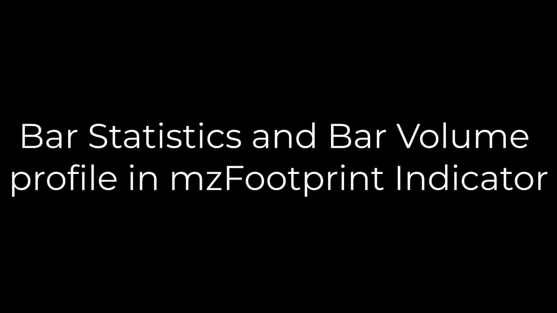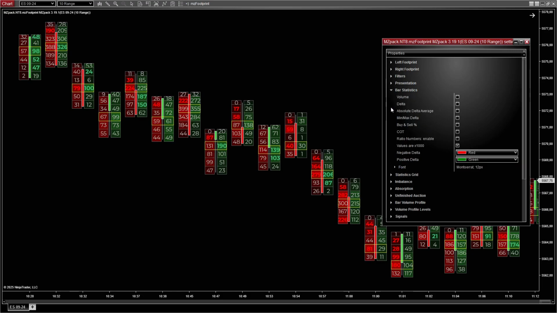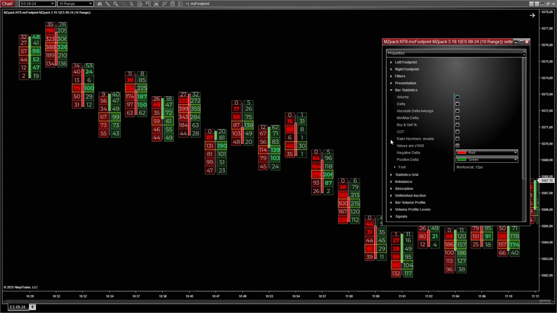Bar Statistics and Bar Volume Profile in mzFootprint Indicator. The Bar Statistics section in the mzFootprint indicator provides essential market data for each bar, helping traders analyze volume distribution, delta imbalances, and trade activity. This feature allows for a deeper understanding of market dynamics at a glance.